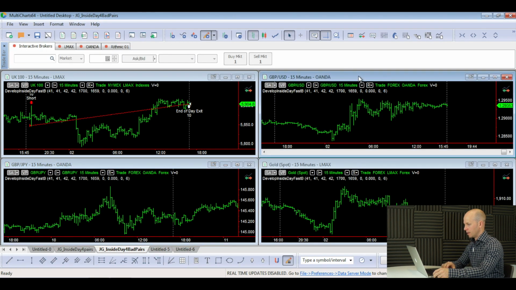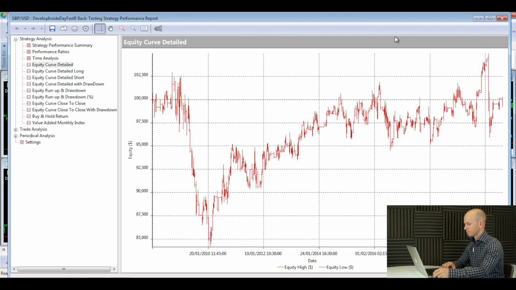Next one, pound versus US dollar. And again, started here at 100,000. We saw a massive downward period, and then it recovered, and then it went sideways, and we've ended up almost at 100,000 over 12 years. Not something I'd want to be trading, would you?